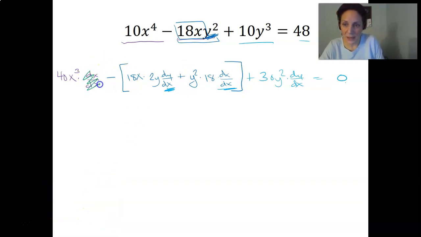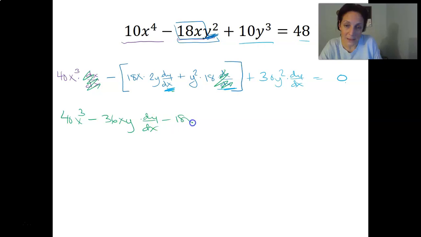Okay, so I have a dx dx here and a dx dx here that I don't really care about. I have two dy dx terms. So let me rewrite this so that we can solve for dy dx. I have a 40x cubed, minus 36xy dy dx, minus 18y squared, and then plus 30y squared dy dx.